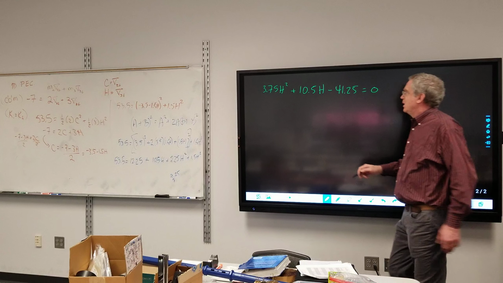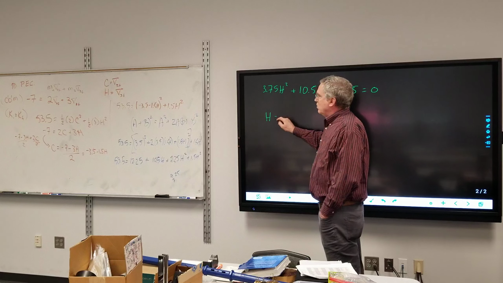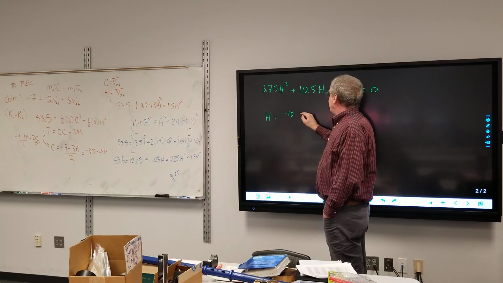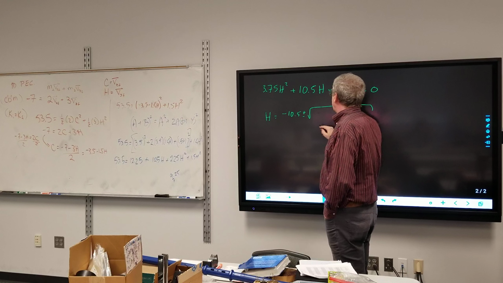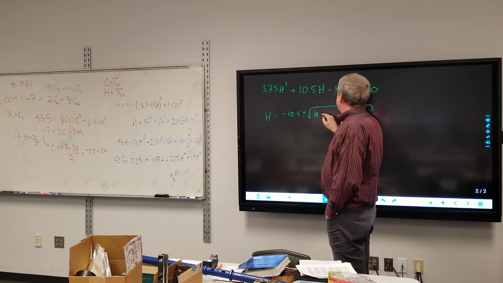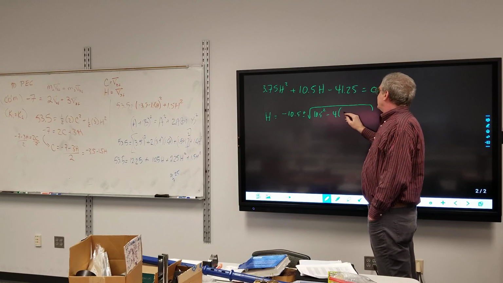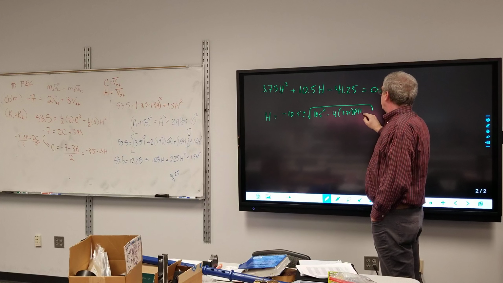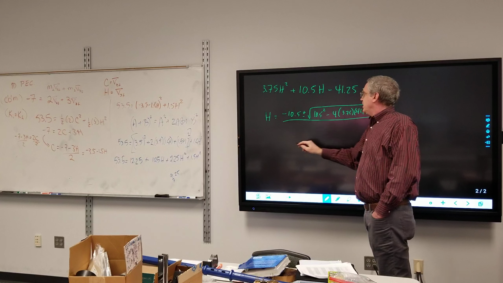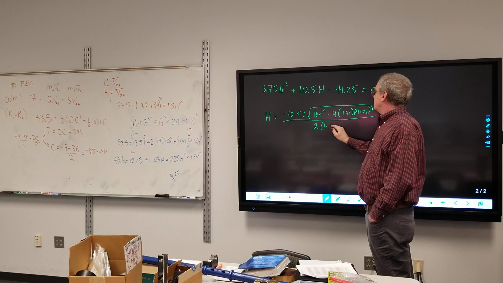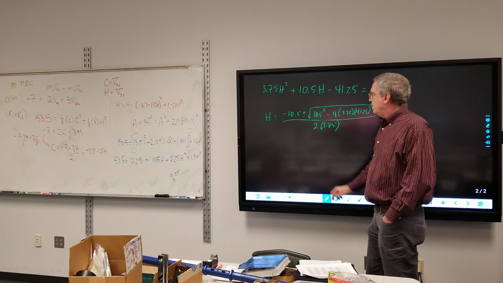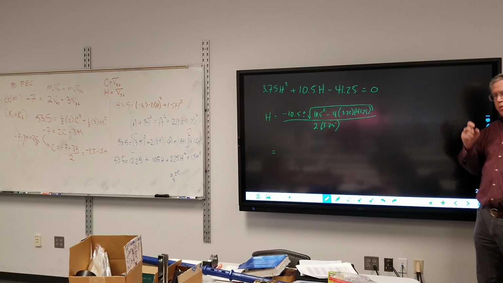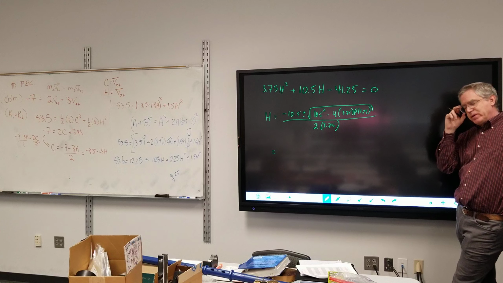Quadratic formula. So H, which is the final velocity of the 3 kilogram mass, equals negative 10.5 plus or minus the square root of 10.5 squared minus 4 times 3.75 times negative 41.25, divided by 2 times 3.75. There are 2 answers. I want them both. One of which will be correct, one of which will tell us something else.